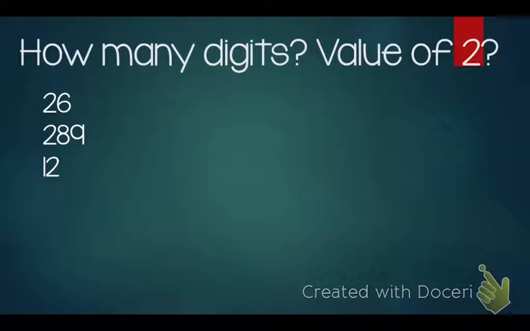Here I have three numbers, 26, 289, and 12. With each of these numbers, we're going to go over how many digits are a part of the number and what the value of 2 is in every single one of these numbers. So in my first number, 26, you're going to see there are 2 digits, and those 2 digits are 2 and 6.